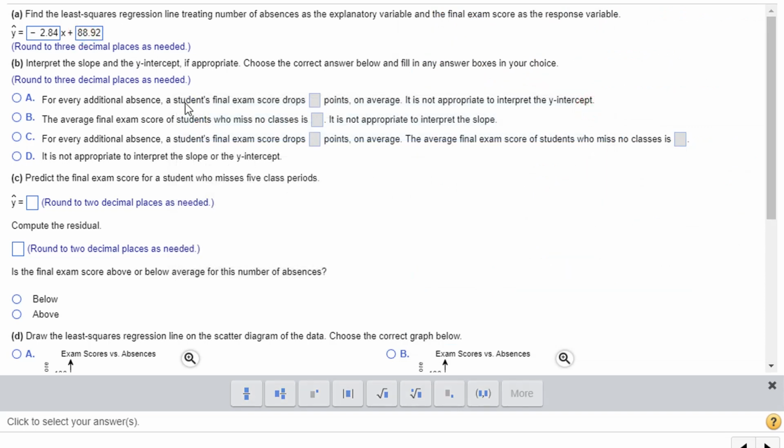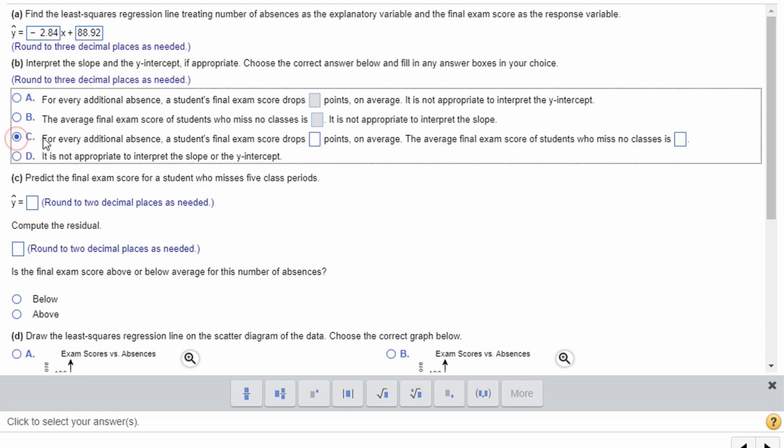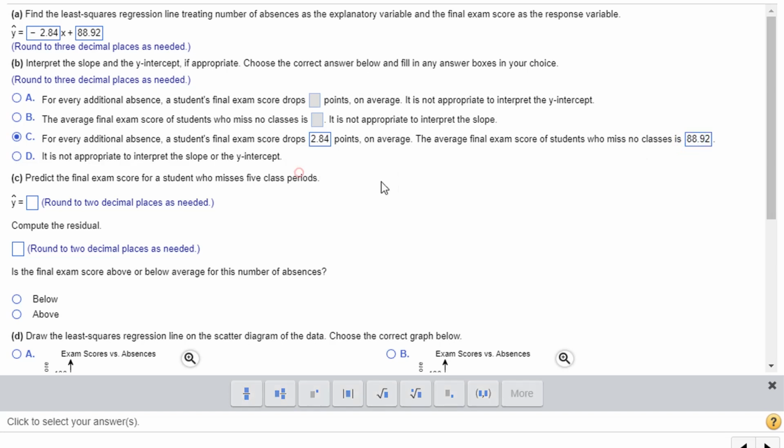Interpret the slope and the y-intercept. So it's like saying for every additional absence, you would expect the person's score to drop by 2.84 points. And if they have 0 absences, they'd get like an 88.92 on average. So this is part C. For every additional absence, the student's final exam score drops by 2.84 points. If they had no absences, they'd be getting 88.92 on average.